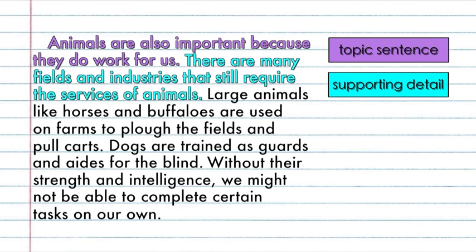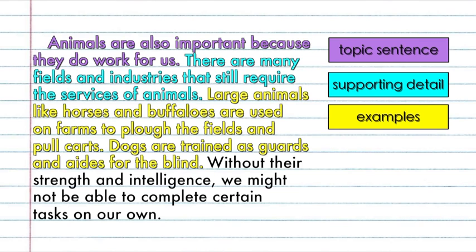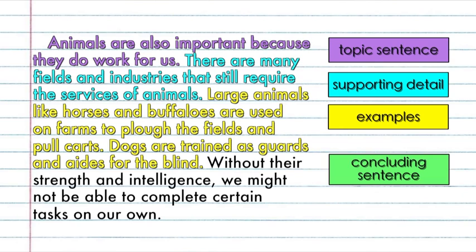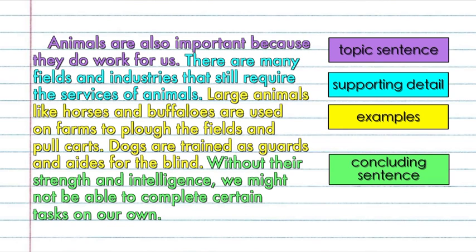I explained that there are many industries that need animals to work for them. Here I have provided 2 different examples to support my main idea. Here is my concluding sentence for the paragraph. I added that animals can work for us due to their strength and intelligence. This sentence again helps to support the main idea.